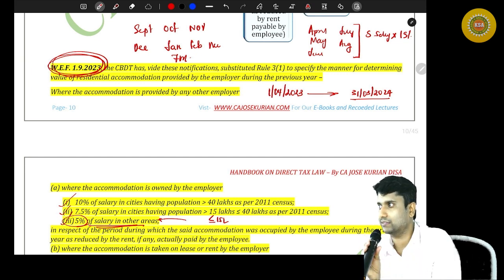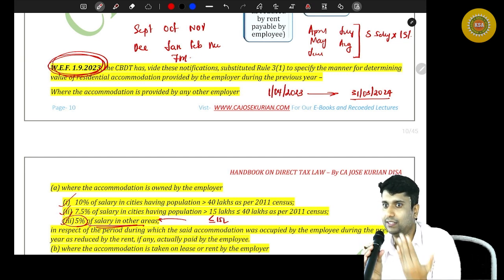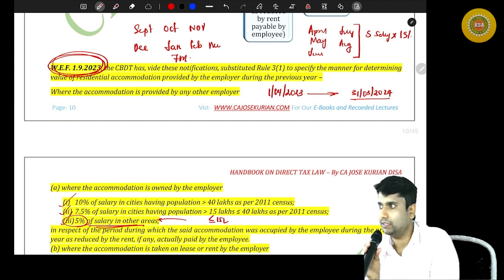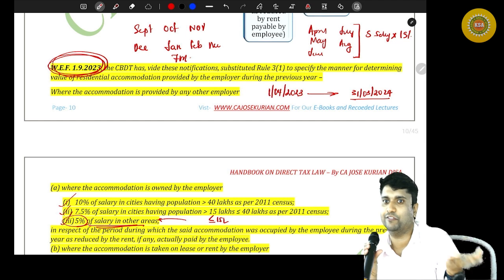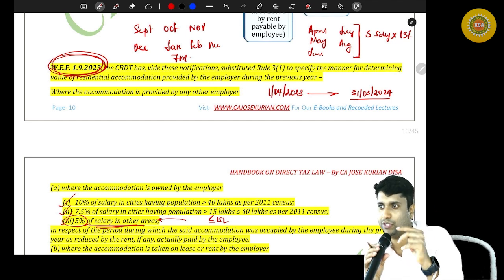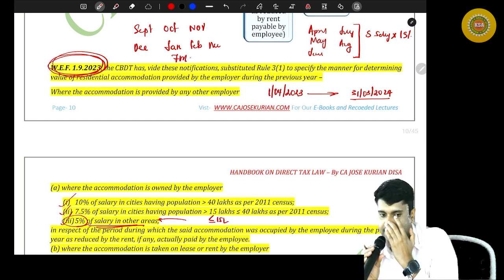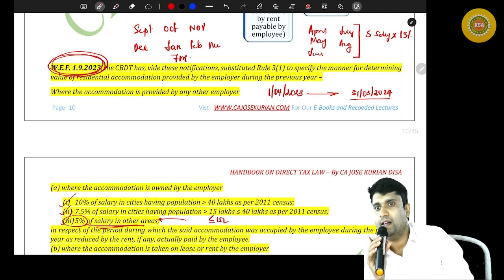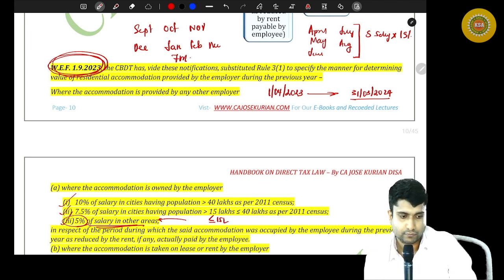Only for this year. Because from next year, if the previous year gets updated, then only the new rule is there. The old rule you don't have to study. Really unfortunate, you have to study both for 23, 24 previous year. Are you with me? Yes. So this is how you have to compute.